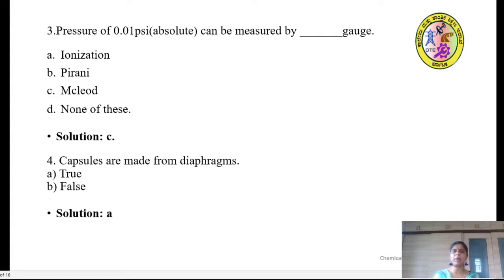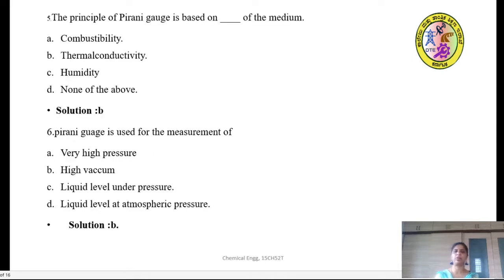The capsules are made up of diaphragms. Yes, the capsule is only made up of diaphragm. What is a capsule? Two corrugated diaphragms are welded together to form a capsule. Obviously, it is true. Capsules are made from diaphragm.